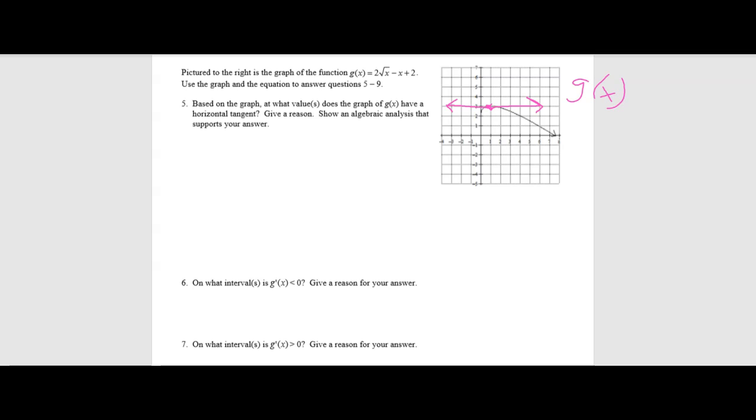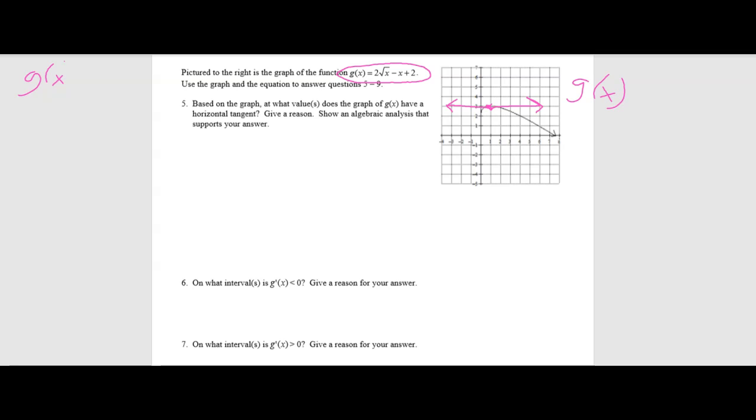Now, while it looks like there's a horizontal tangent there, we'd like to be sure using some algebraic analysis. So we're going to use the algebraic form of the function to see if the derivative is equal to 0 at that point, right? Because if we have a horizontal tangent, that means the slope of the tangent line is 0, which means the derivative should be equal to 0. So we actually have to take the derivative of g of x and see if we have a 0 when x is equal to 1. So let's go ahead and do that.